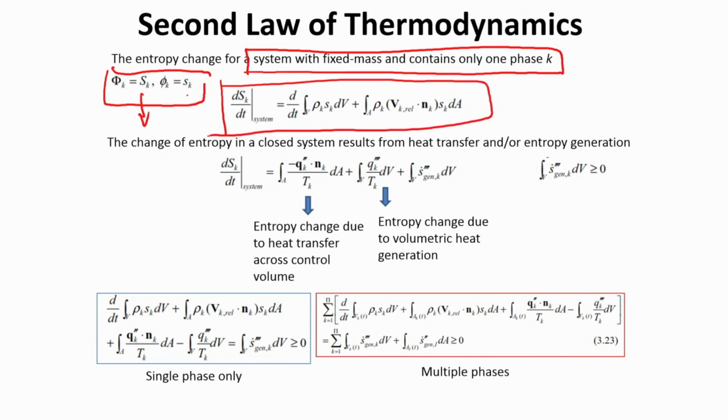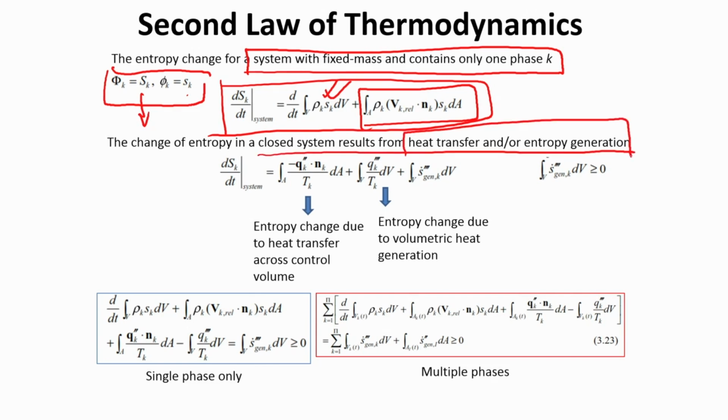The rate of change of entropy in the system is given by the rate of entropy within the control volume plus whatever is the entropy that is coming out through the control surfaces. So, the change of entropy in a closed system results from heat transfer and/or entropy generation, correct. The entropy change in the system due to heat transfer is given by this expression. The entropy change due to the heat generation is given by that expression, and then there is of course the entropy generation term itself.